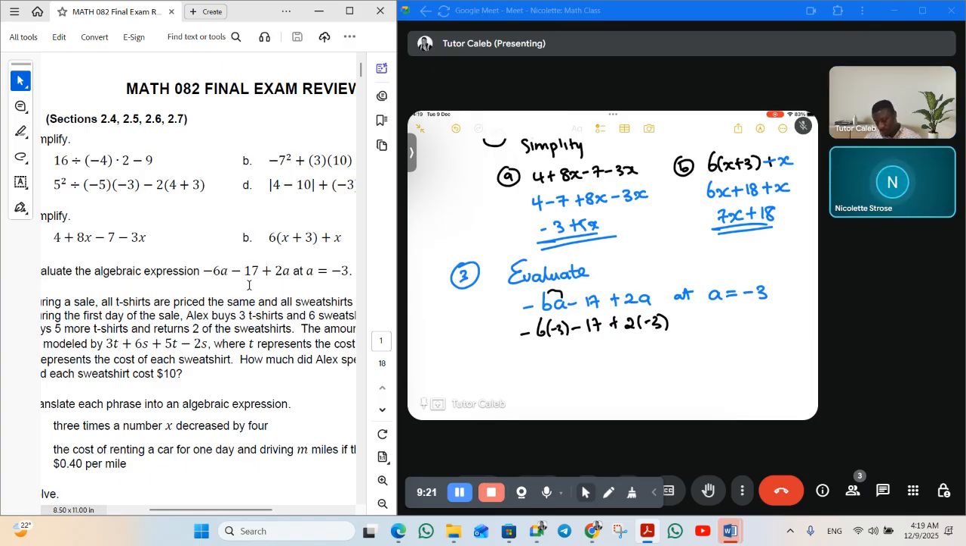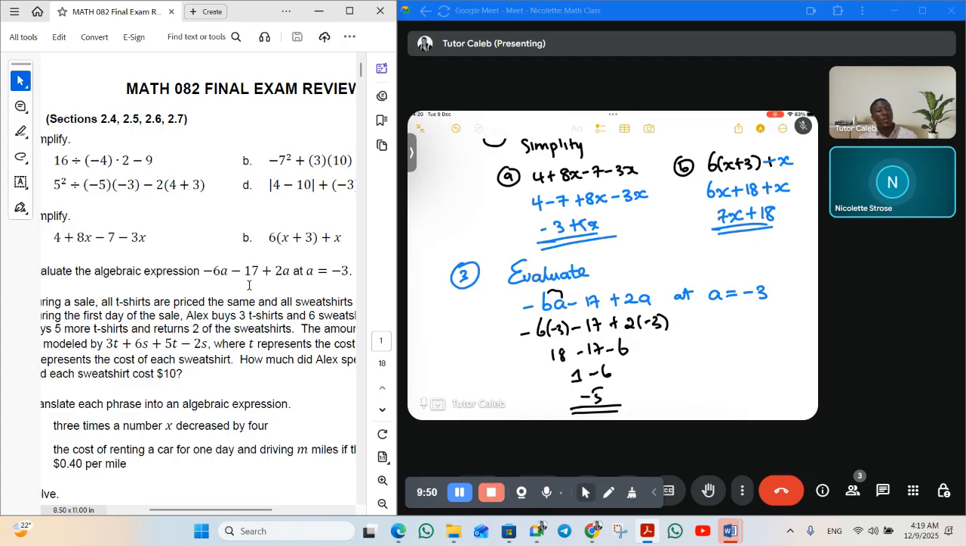Minus 6 times minus 3 is 18. So you have 18 minus 18, 17 minus 2, 17 times minus 3, plus 2 times minus 3. All you have to do is put this in a calculator. 18 minus 17 will give you 1, minus 6 will give you minus 5.